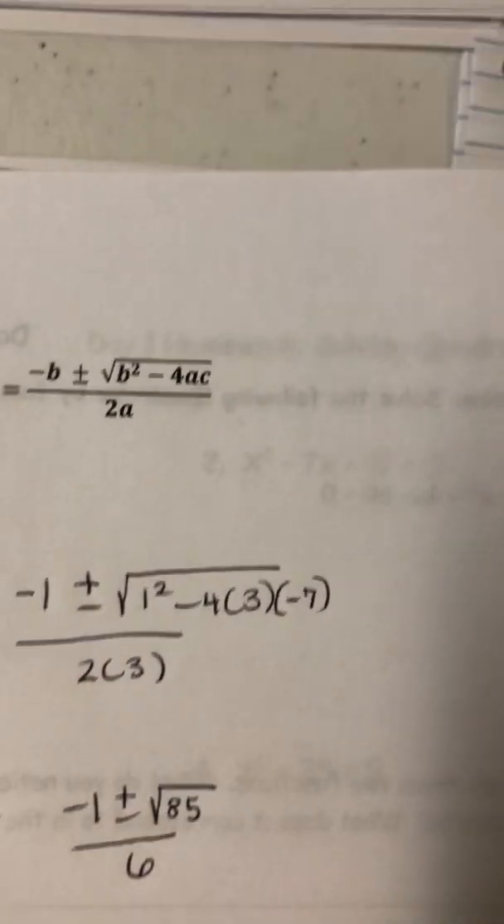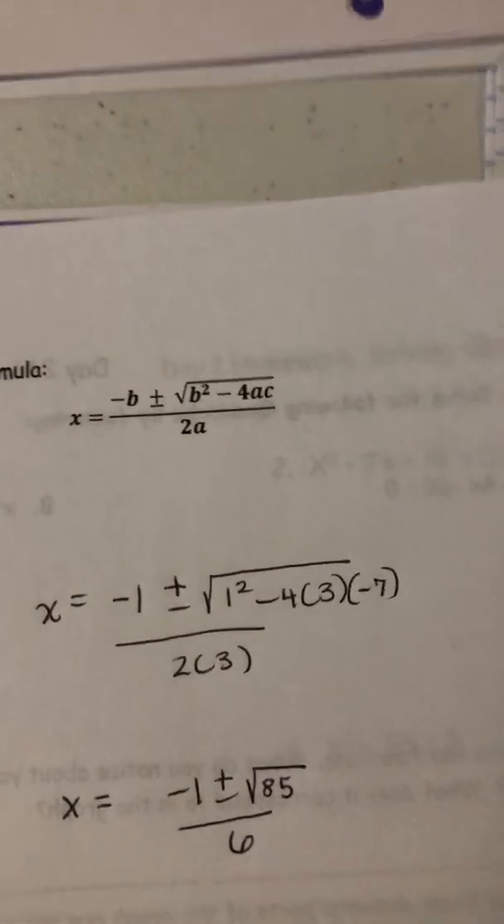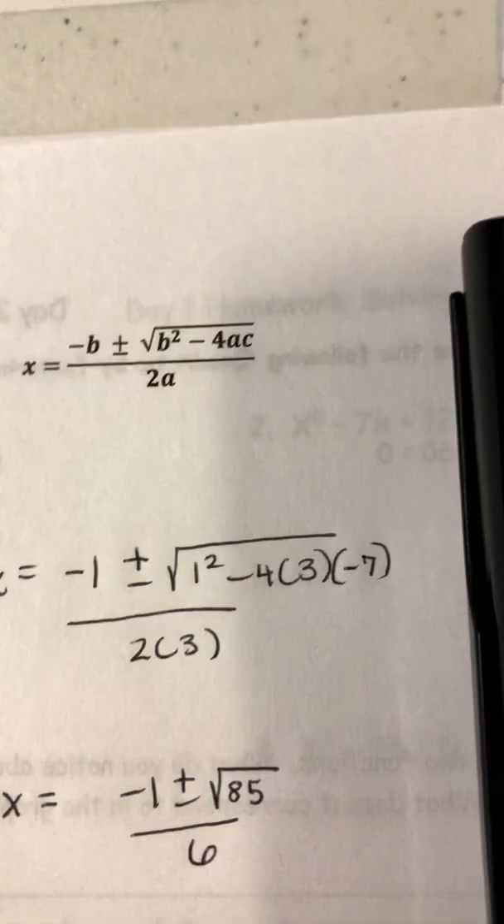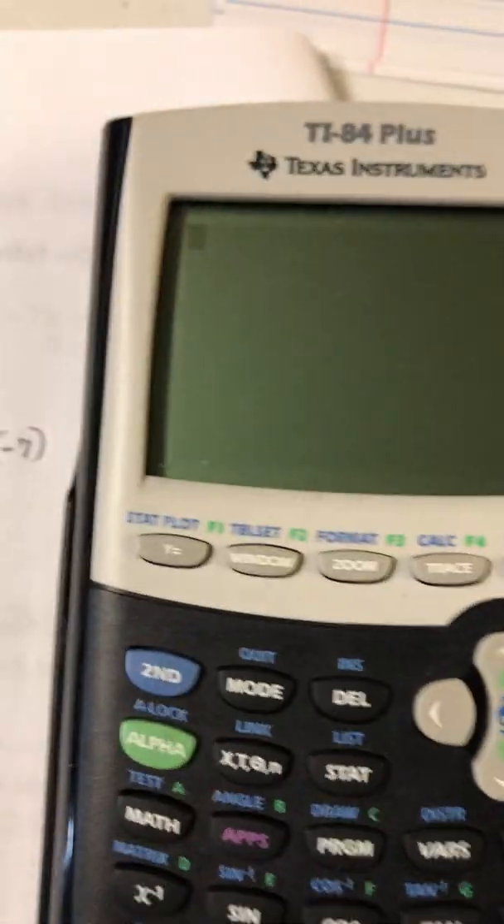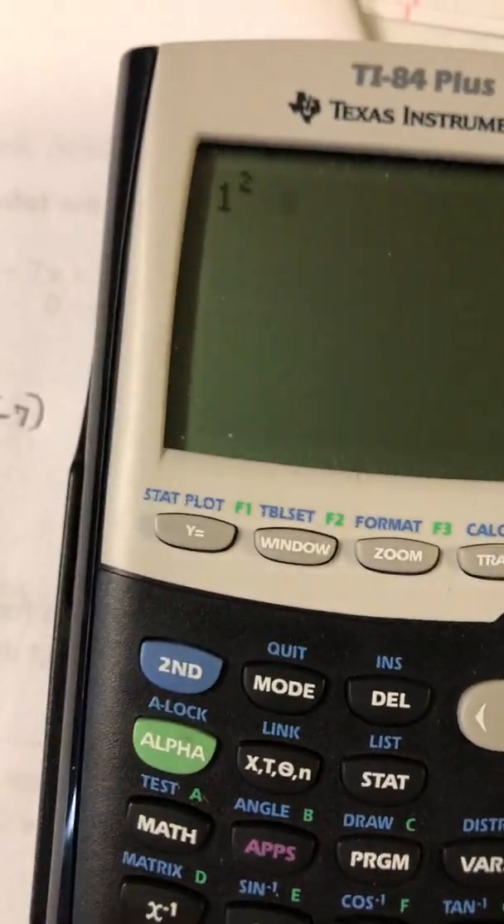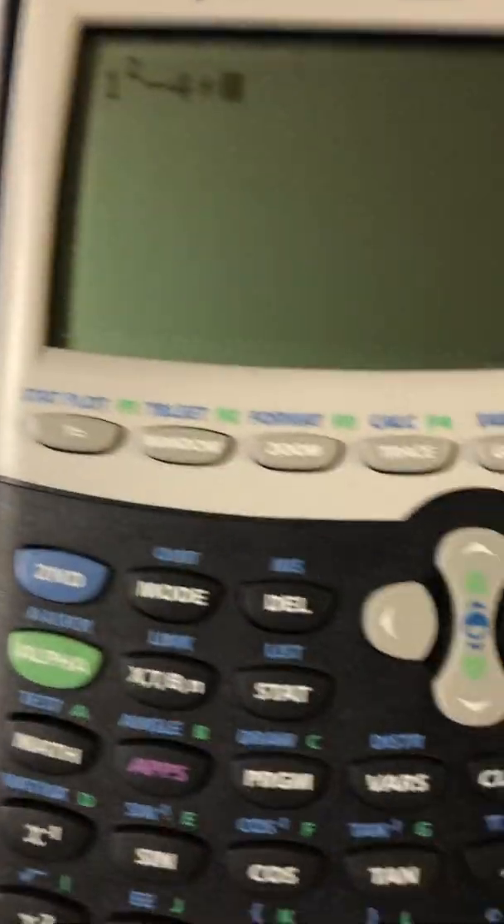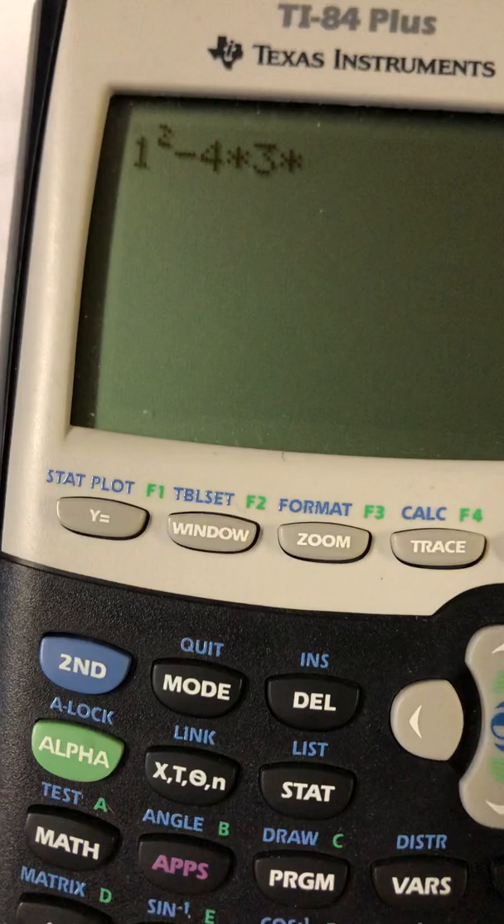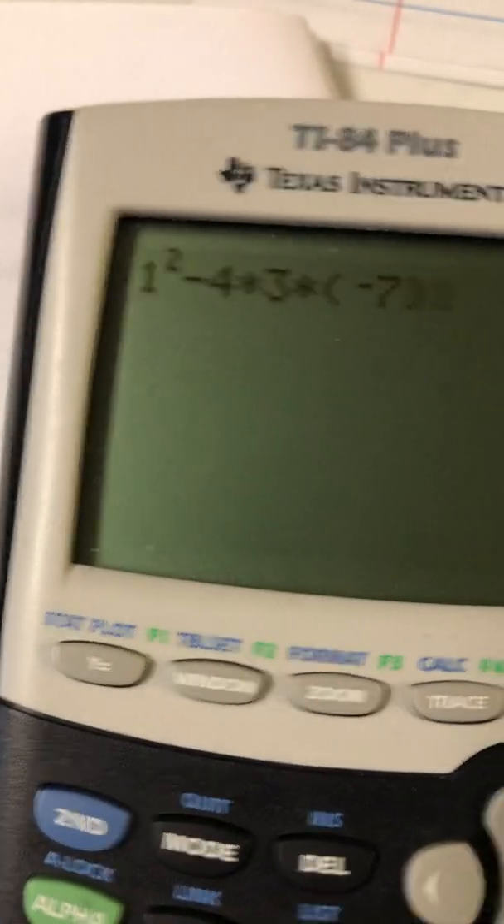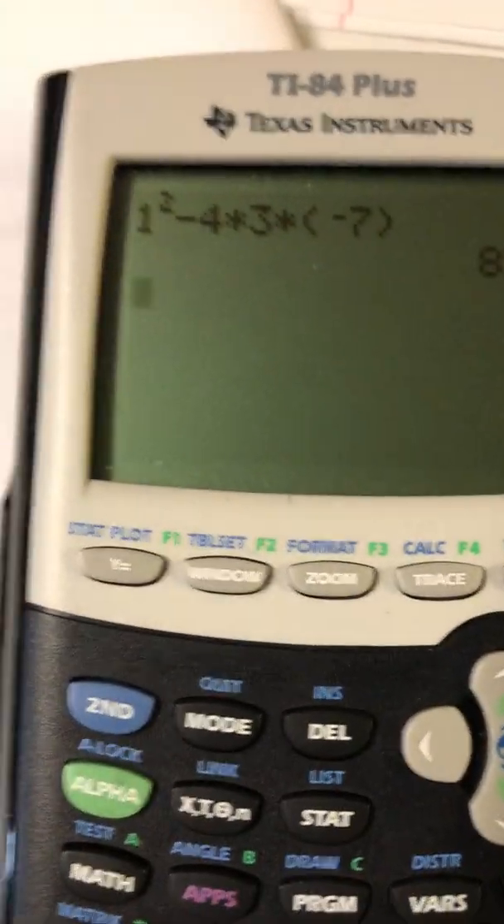Now, when you use Texas Instrument calculators, which seems to be the big push, and I know you don't have your own calculator, but just as a reminder, when you type this in with the PEMDAS, 1 squared minus 4 times. You could get away with times 3, but you're not going to get away with times negative 7. You need parentheses around those negative numbers. So that's how I got the 85.